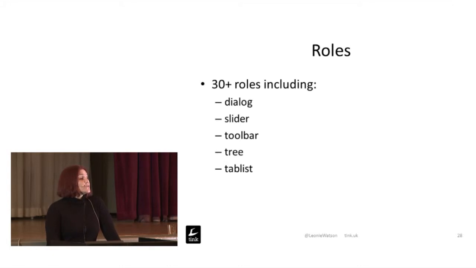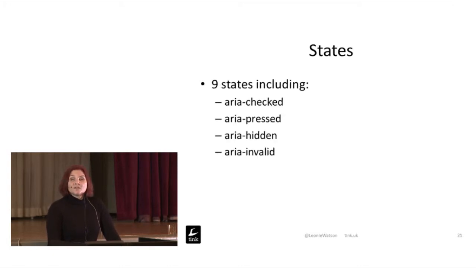The ARIA specification also includes a number of attributes that let you define the state of an object. All ARIA attributes start with ARIA and then a dash, and then the actual attribute name, just to make it easy as a way to separate them from standard HTML attributes. And in terms of states, there are attributes for ARIA pressed, ARIA checked, I think 9 in total.